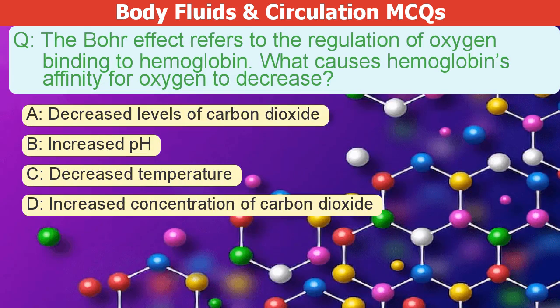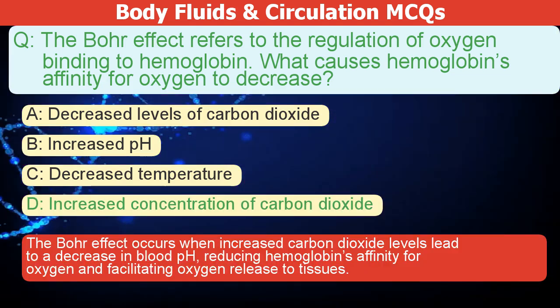The Bohr effect refers to the regulation of oxygen binding to hemoglobin. What causes hemoglobin's affinity for oxygen to decrease? A. Decreased levels of carbon dioxide. B. Increased pH. C. Decreased temperature. D. Increased concentration of carbon dioxide. The correct answer is D. The Bohr effect occurs when increased carbon dioxide levels lead to a decrease in blood pH, reducing hemoglobin's affinity for oxygen and facilitating oxygen release to tissues.